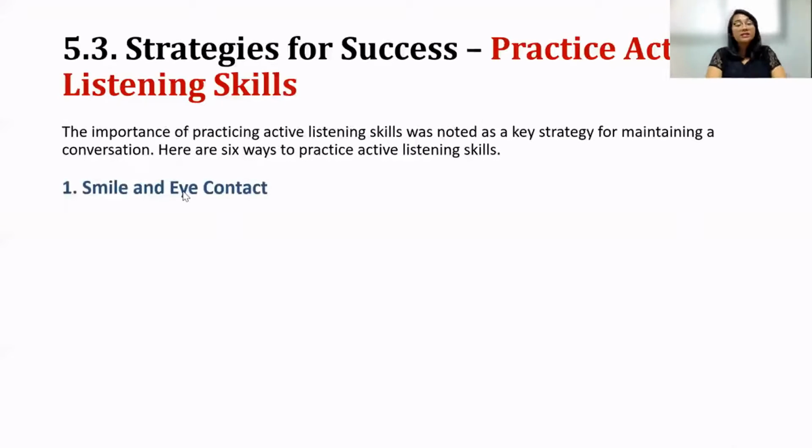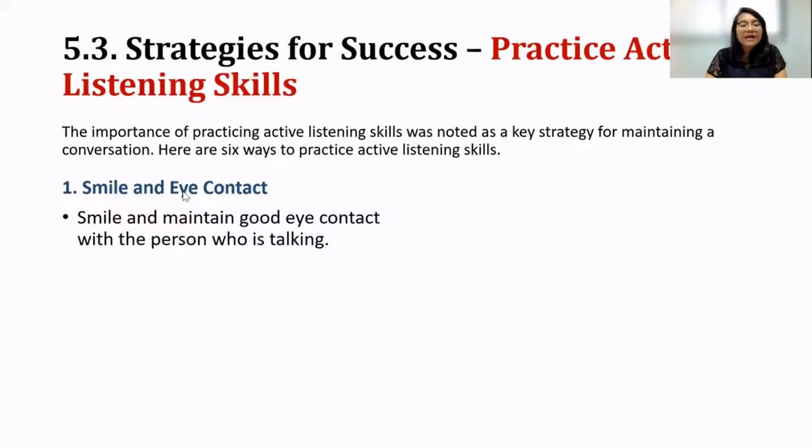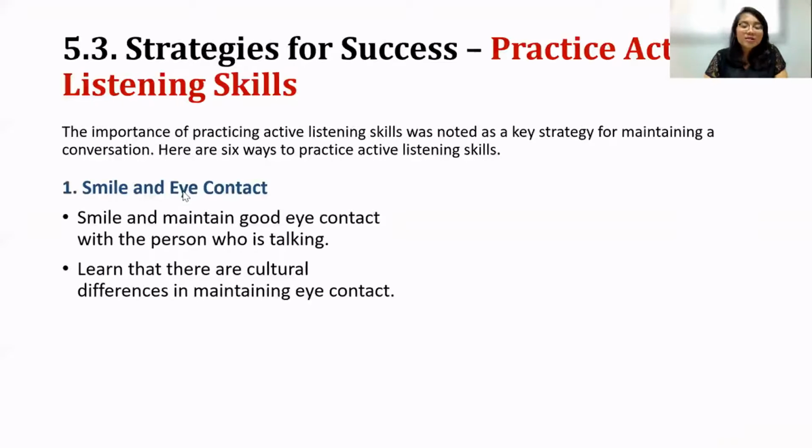Number 1 is about our smile and eye contact. Smile and maintain good eye contact with the person who is talking. So we cannot just look at the ceiling or other objects. And don't forget to smile. Learn that there are cultural differences in maintaining eye contact. Some people from some countries find it offensive to have intensive eye contact when they are talking to someone. So we need to make sure that we know the difference about using eye contact with people from different countries.